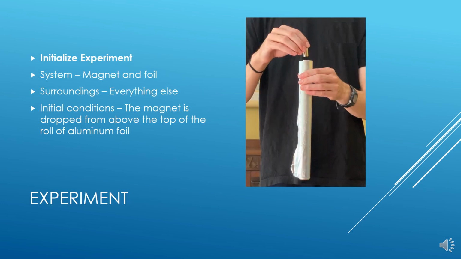To initialize this experiment, the system was defined as the magnet and the foil. The surroundings were everything else, and the initial conditions are that the magnet is dropped from above the top of the roll of aluminum foil.